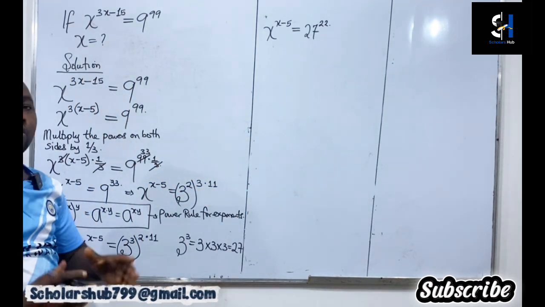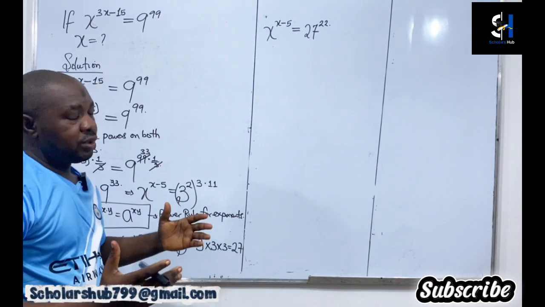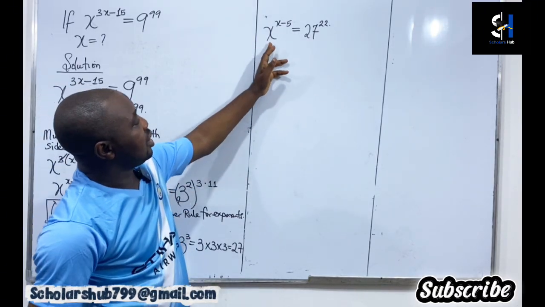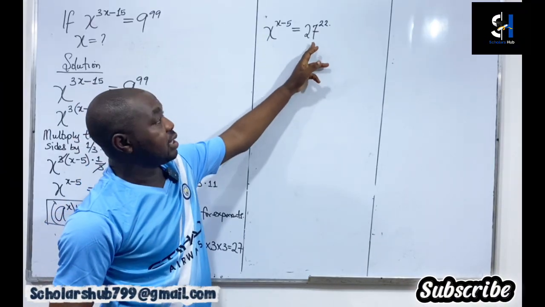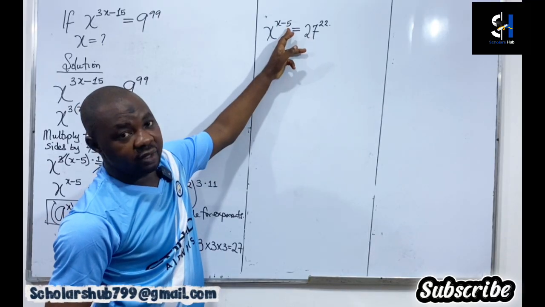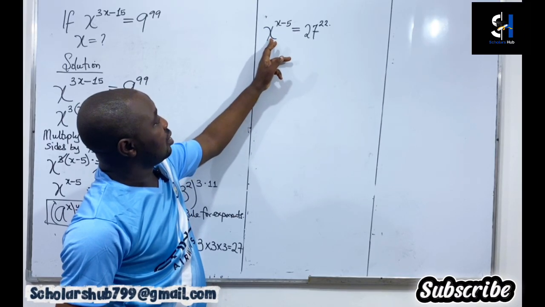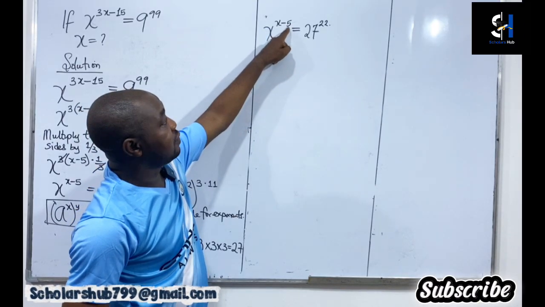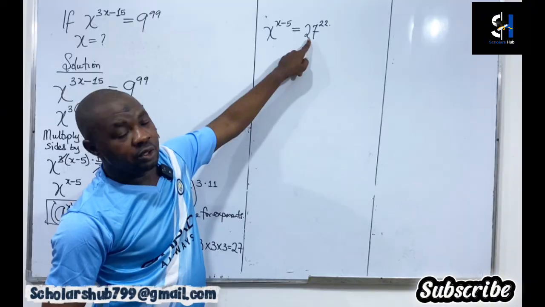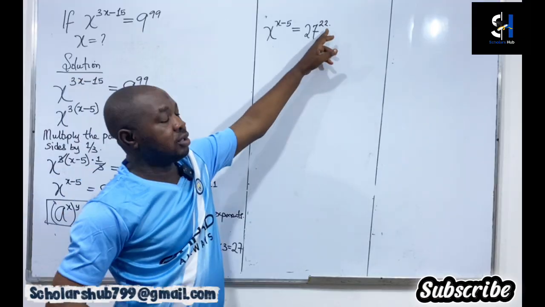Now this is where we need to observe the equation and do a kind of trick. When we look at the left hand side, the base is x, while on the right hand side, the base is 27. The exponent of x is x minus 5. So if x is 27, what is 27 minus 5? Will it give us 22? The answer is yes.